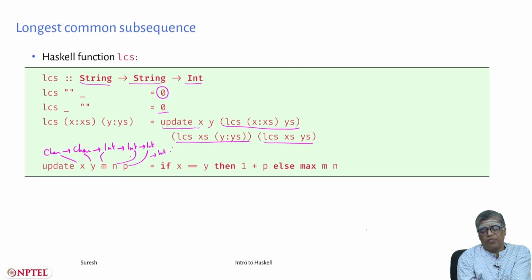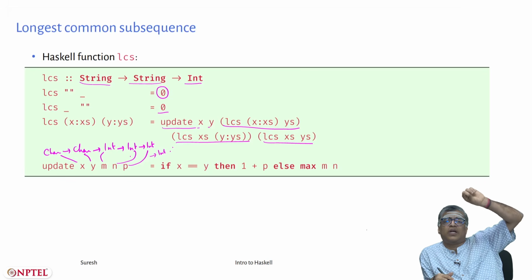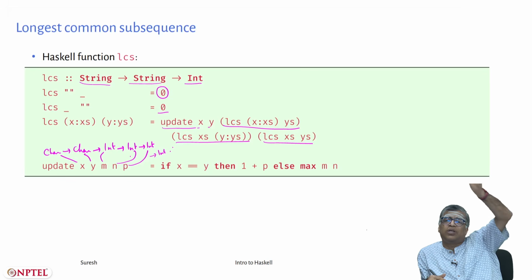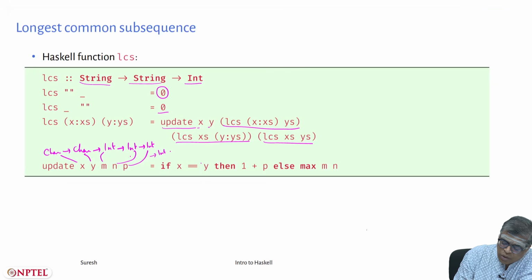All you do is the following: if x is equal to y, then you have to choose 1 plus, you have to skip both the first letters, both the first letter in x's as well as in y's, and then you have to do the recursive computation. So, you actually do, if x is equal to y, then 1 plus p, where p is LCS of xs ys.